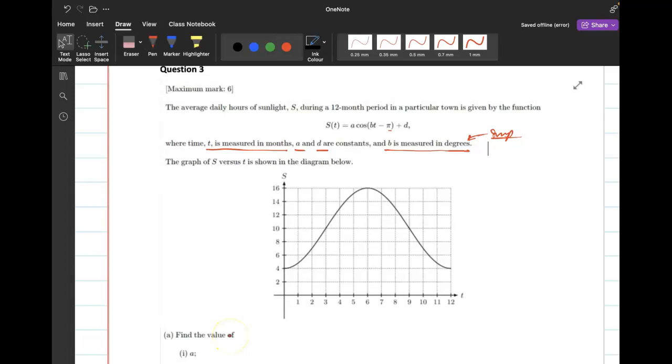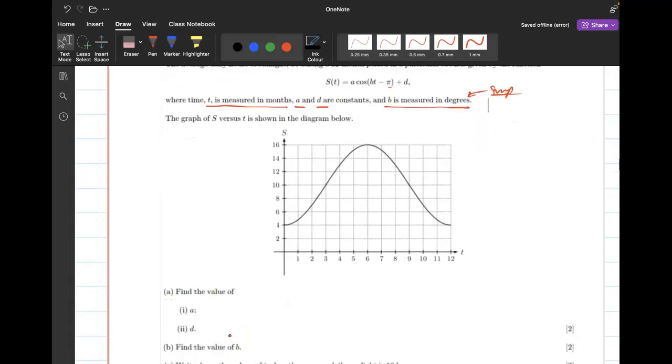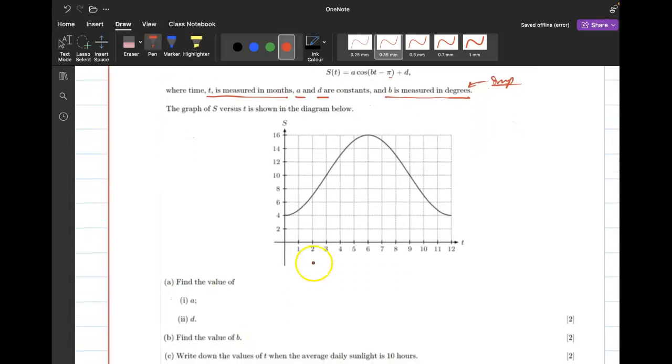Find the amplitude A. Now to find A, what you need to do is the following. You need to find the max value of y. The max value on the y-axis, this is my y-axis, is 16. This is the maximum value, 16. You find the minimum value of y. The minimum value is 4.